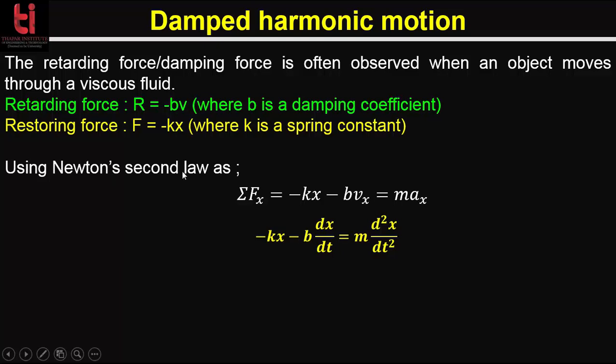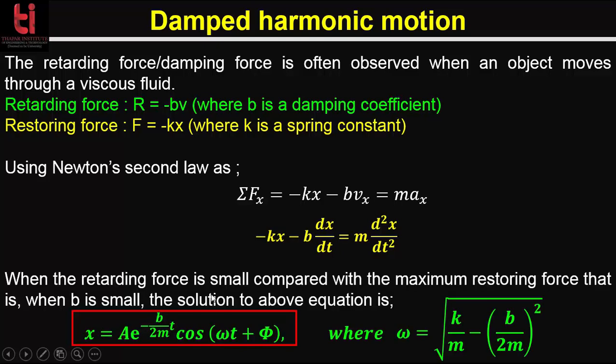Now, using Newton's second law, that is the total force equals mass times acceleration, here the total force is equal to minus kx minus bv, and that equals mass times acceleration. So you can rewrite this expression and say that minus kx minus b dx/dt equals m d²x/dt², as you know that v is the first derivative of displacement with respect to time and acceleration is the second derivative of displacement with respect to time.